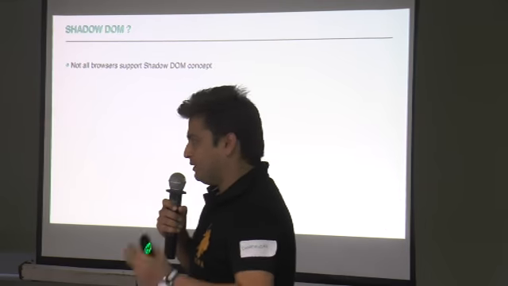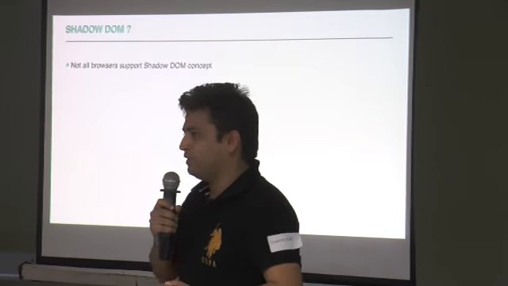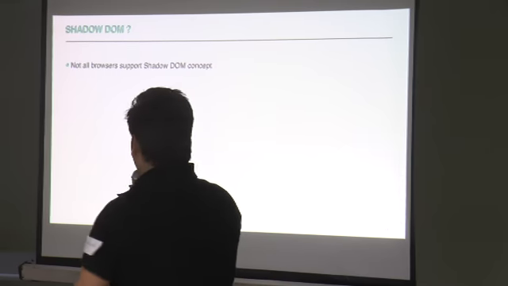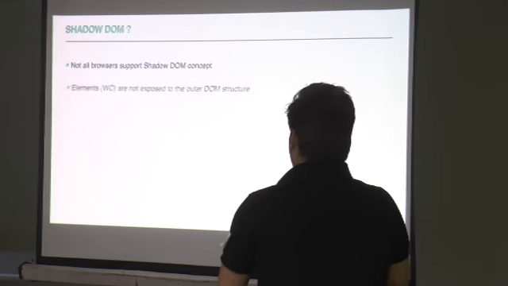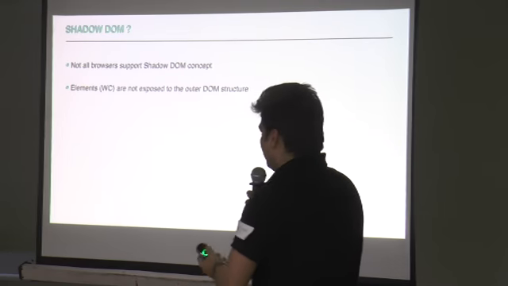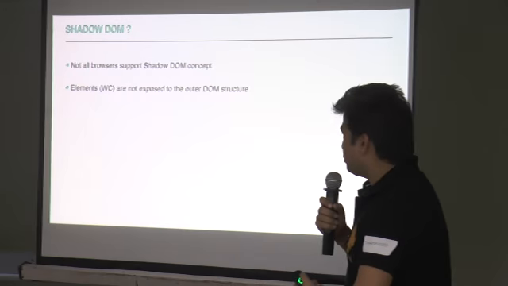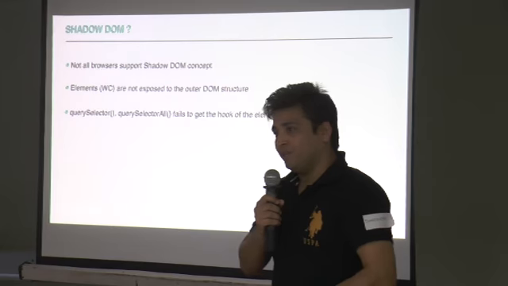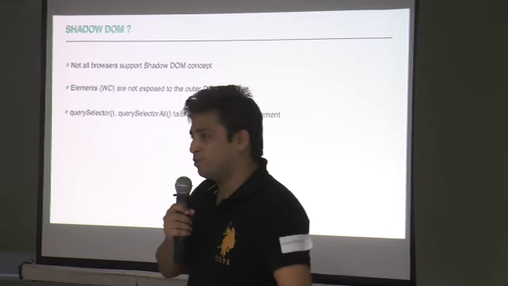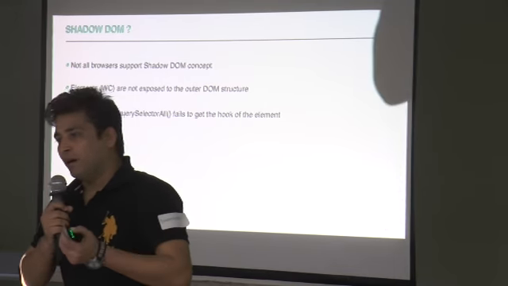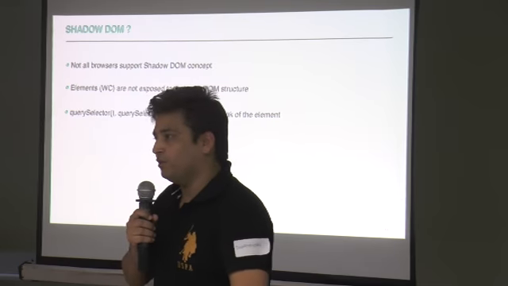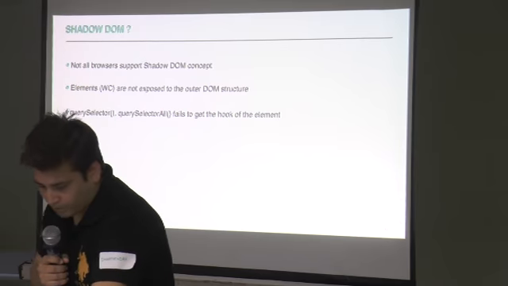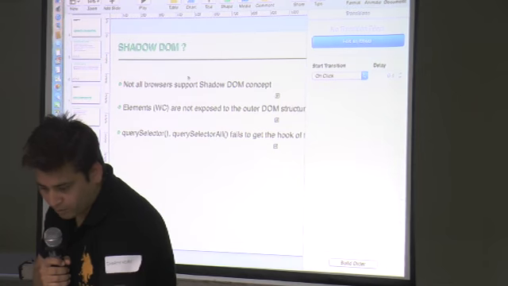So probably this is going to be the future, because you have seen how much easier it makes to develop such applications. I'll just show you what shadow DOM looks like, and then we'll see how we write tests around those. As I said, those are not exposed to the outer DOM structure, and all your query selector methods fail to identify the element. Then how do you get a hook on the element and make it work the way you want? So let me show you in the application how this shadow DOM appears.